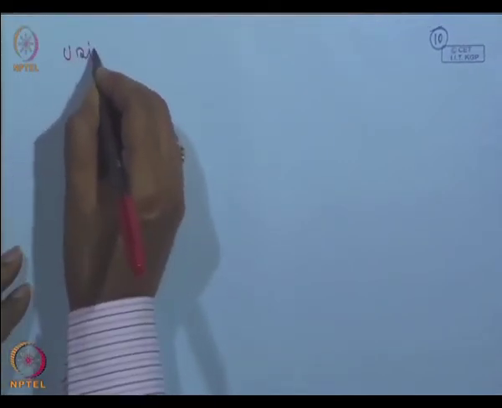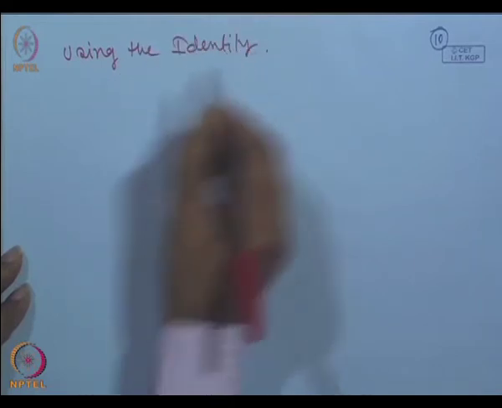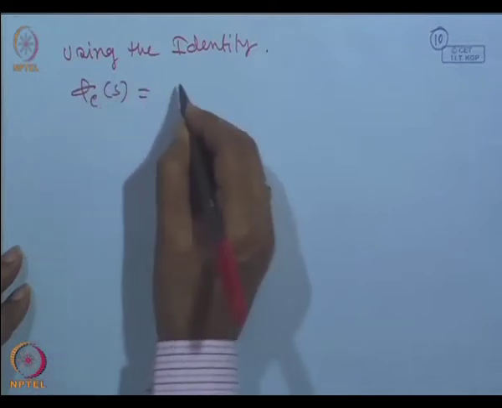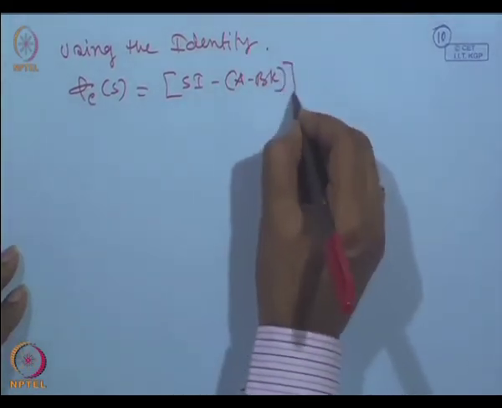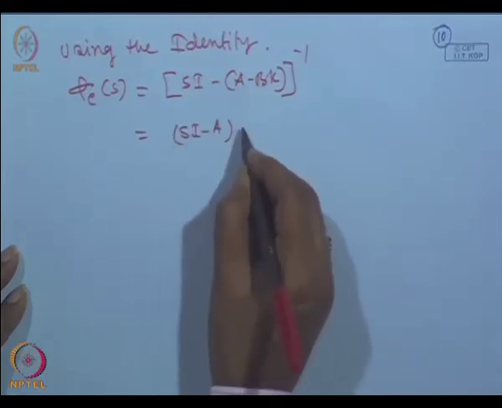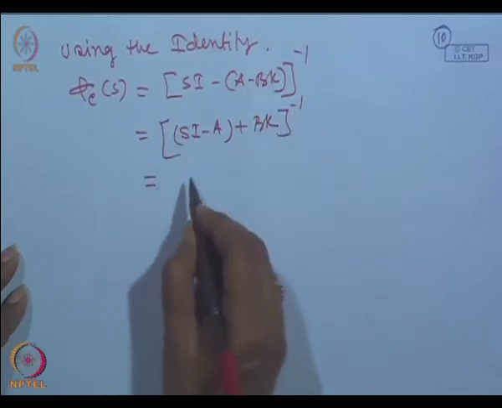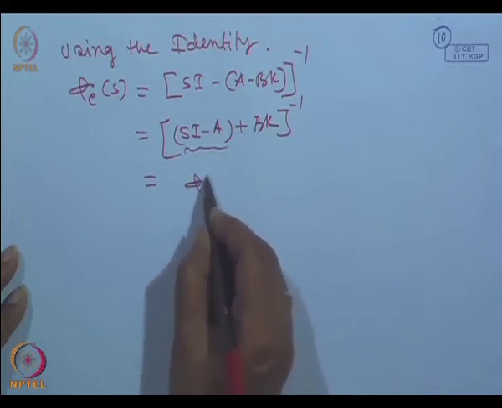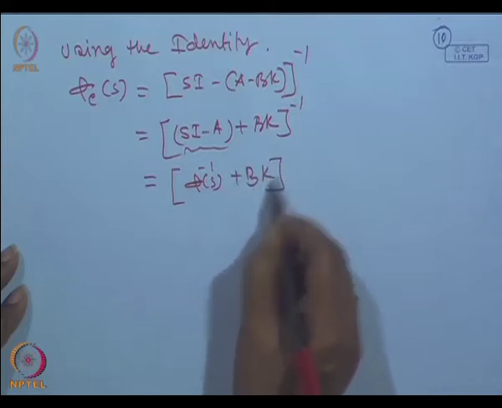Okay. So now we are using another identity in expression 10. Phi C of S, we know, is nothing but (S I minus A minus B k) whole inverse, which I can write as (S I minus A plus B k) whole inverse, which is nothing but (phi S inverse plus B k) whole inverse.